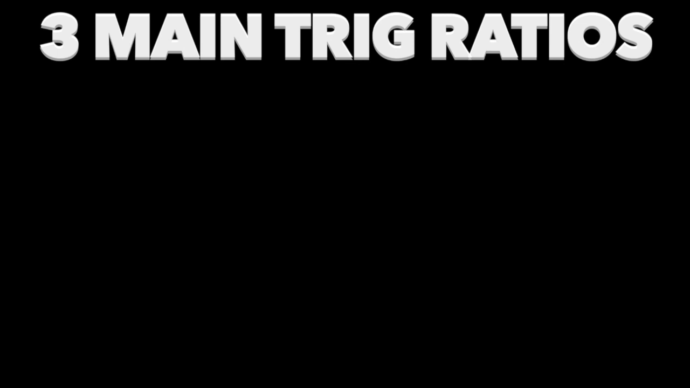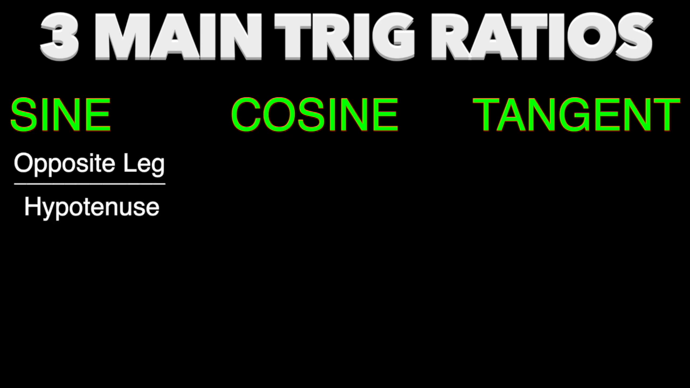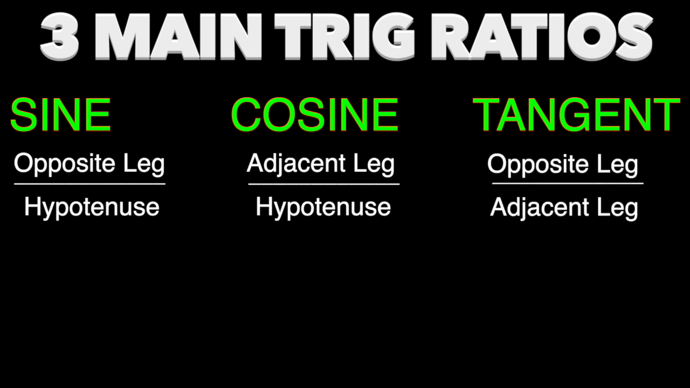Now it's time to take a look at our three main trig ratios. And they are sine, cosine, and tangent. Now, these are ratios, which means they're actually fractions. So each one's a different type of fraction based on what sides you're using. So sine is the opposite leg over the hypotenuse. Cosine is the adjacent leg over the hypotenuse. And finally, tangent is the opposite leg over the adjacent leg.